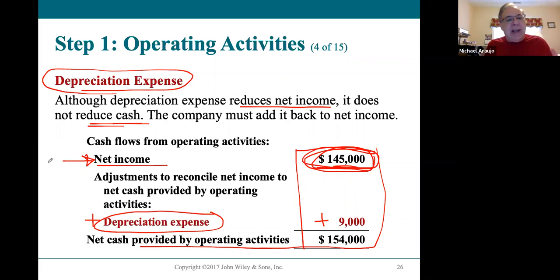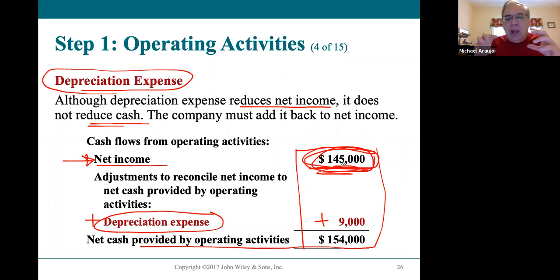Everything we've learned in this class is the accrual basis of accounting, because corporations have to have their financial statements done according to GAAP, generally accepted accounting principles. But when we do the cash flow statement, we have to convert that into the cash basis. So the $145,000 net income was done with the accrual system. That's how we got those numbers. We now have to untangle that to put it into the real cash basis.